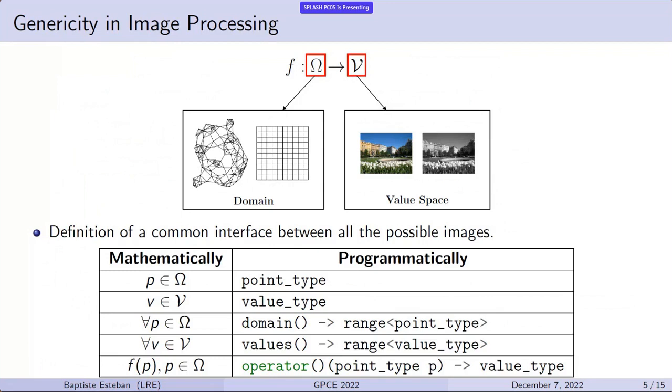So any element P of my domain omega will have the type point type. Any element V of my value space will have the type value type, and then I can iterate on these as two sets. If I want to iterate on my domain, I call the function domain, which will return a range of point type elements, and same thing for values, which will return a range of value type elements. Then if I want to access a precise value of my image, I will just call the calling operator, which will accept a point type and return a value type.